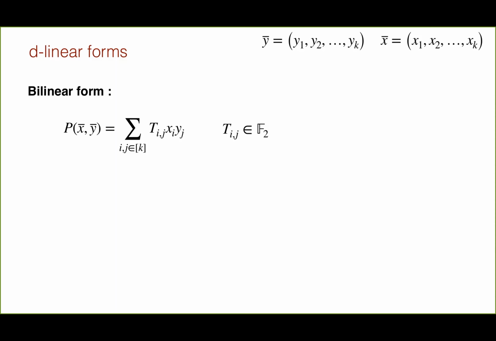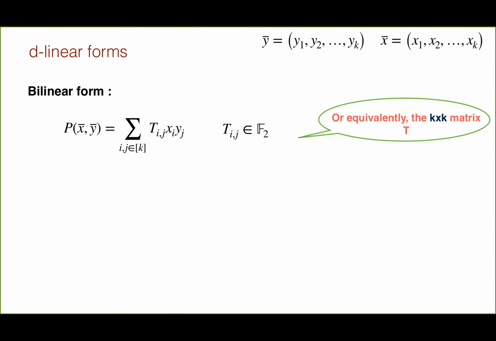Right, so this is a polynomial. There's a natural k cross k matrix that you can associate with it. The i, jth entry of this matrix will be the scalar t sub ij.